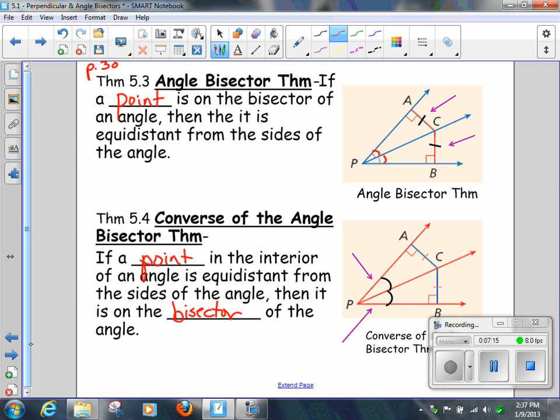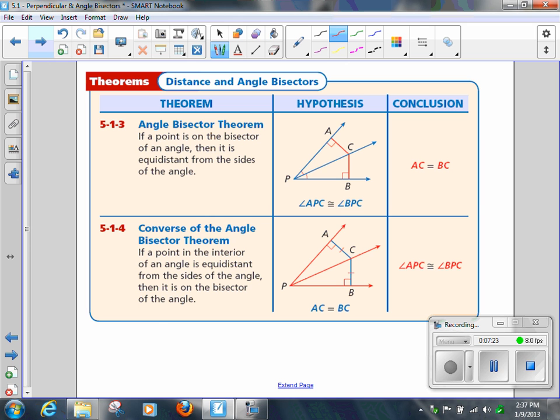It's going to be on the bisector of that angle. All right, here we go. How are we going to use it? This is on page 301.